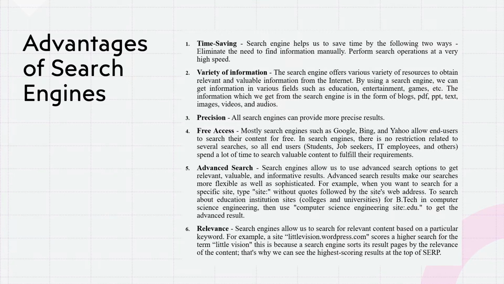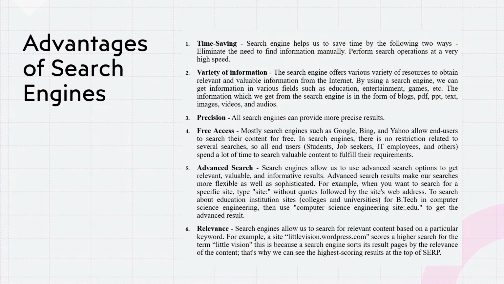Time saving. A search engine helps us to save time in two ways: it eliminates the need to find information manually and performs search operations at a very high speed. Variety of information. The search engine offers a variety of resources to obtain relevant and valuable information from the internet. By using a search engine, we can get information in various fields such as education, entertainment, games, etc. The information we get from the search engine is in the form of blogs, PDF, PPT, text, images, videos, and audios.